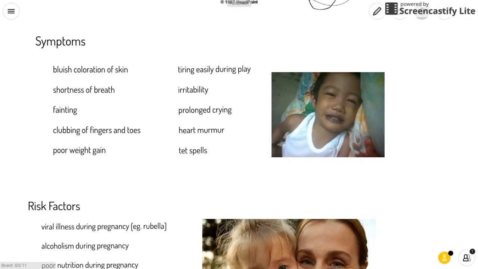Tet spells are when there's a rapid drop in the blood oxygen, usually after crying, feeding, or agitation. And it's most common in babies from 2 to 4 months, because older kids know when to sit down or squat when they're short of breath.